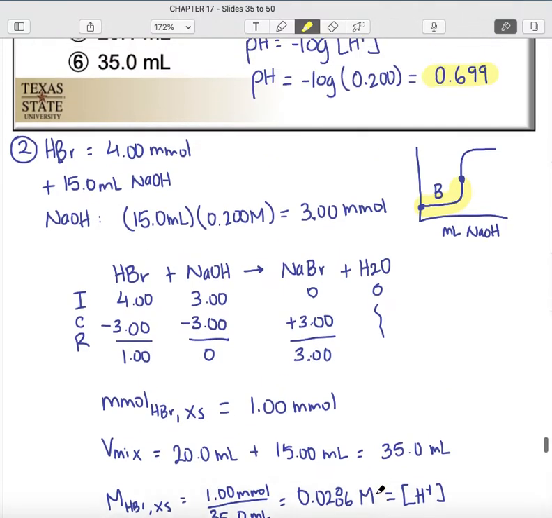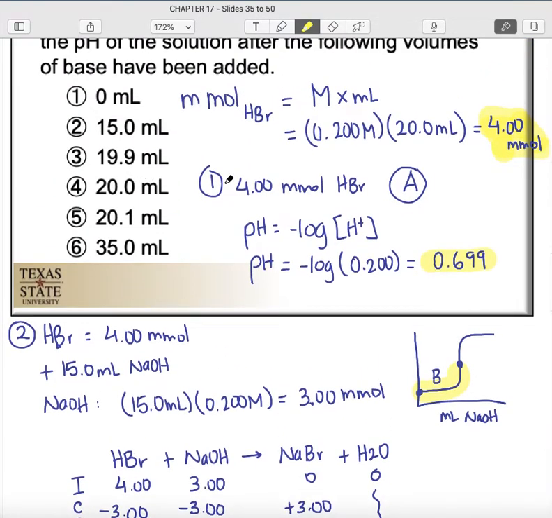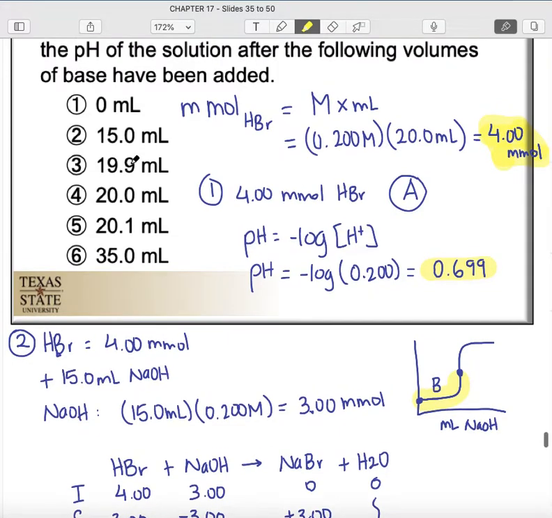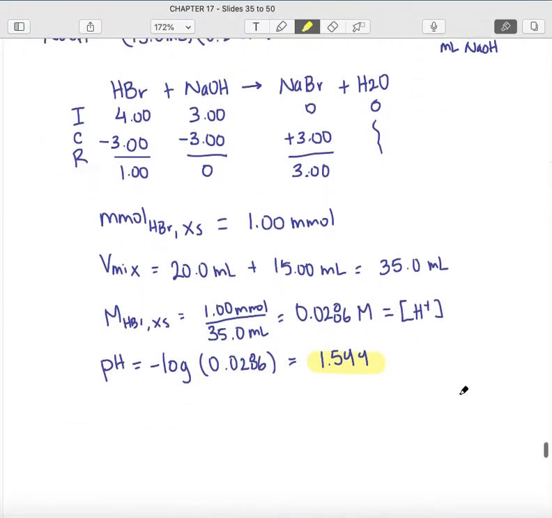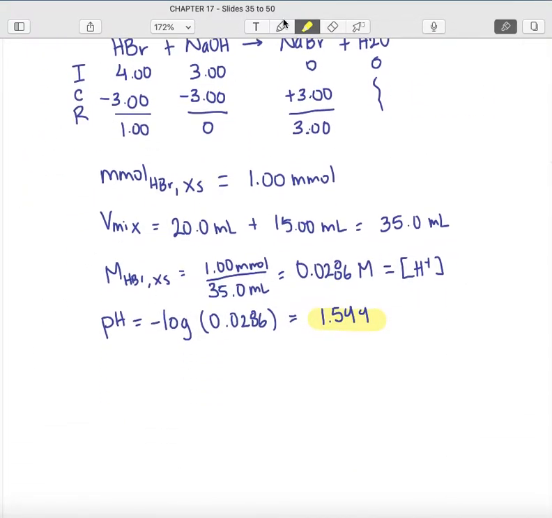All right, number 3 is whenever we have added 19.9 milliliters. And for 19.9 milliliters, you will find that you are still in region B. So I'm not actually going to do the problem. I'm going to let you do the calculations, and I will tell you what the answer is for you to check yourself. So for number 3, you're still in stage B, and you would follow the same process that we did on the previous part, and the answer would be that the pH is equal to 3.30. So please give it a try. Make sure that you in fact get to this answer, and if you don't, please reach out and I'll be happy to work with you.